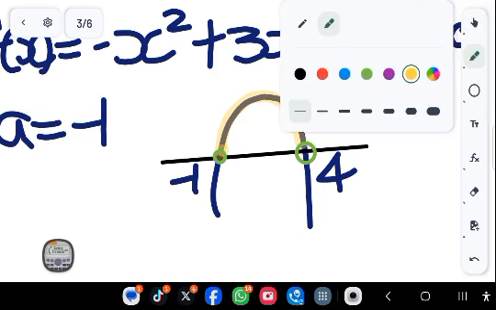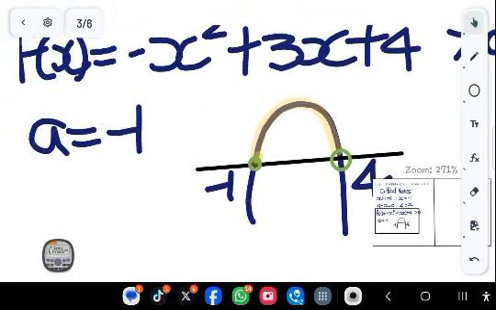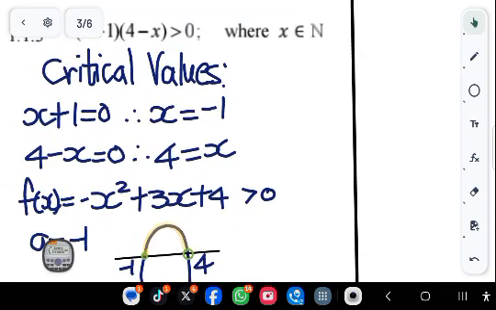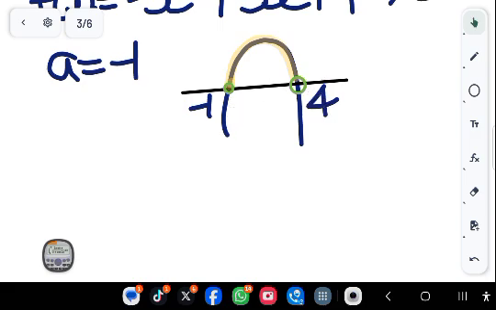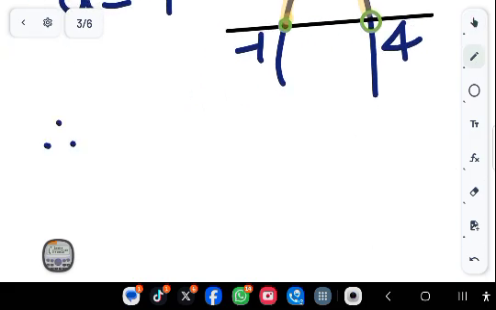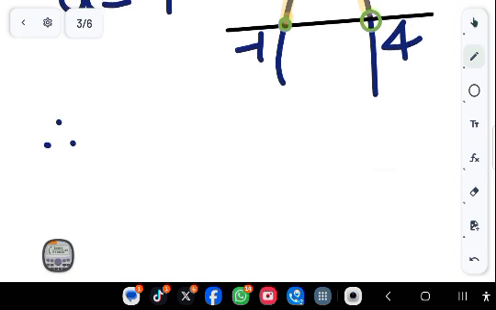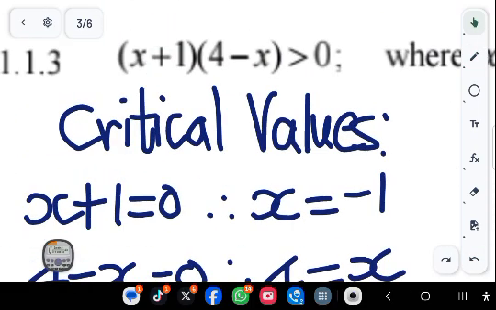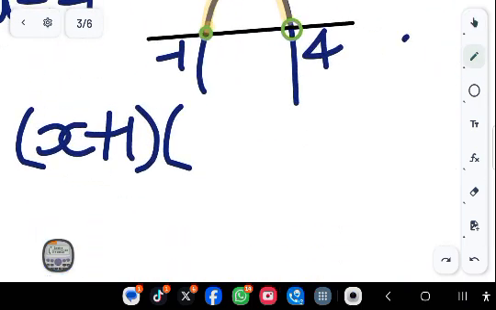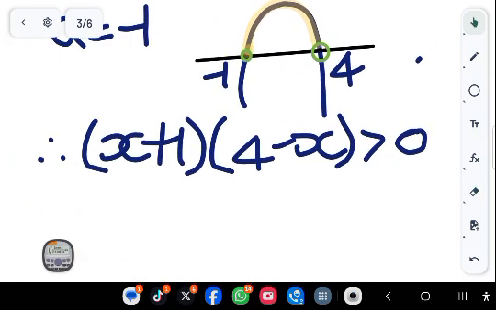All right, now let's go back. So now that means this is where our function is positive, in other words lies above the x-axis. So that is between -1 and 4. Therefore we can go back to the original: x plus 1 times, in bracket, 4 minus x is greater than 0, in other words lies above the x-axis when x is between -1 and 4. And that's how you solve that.